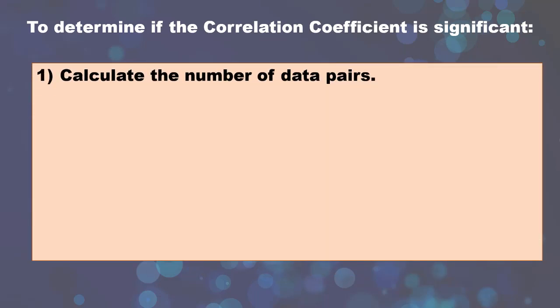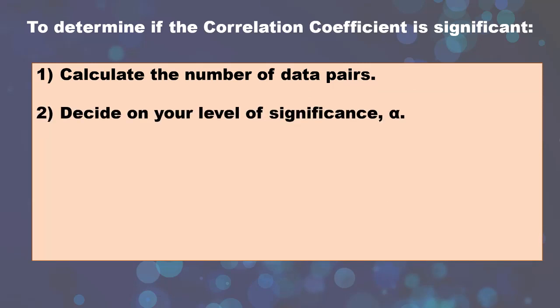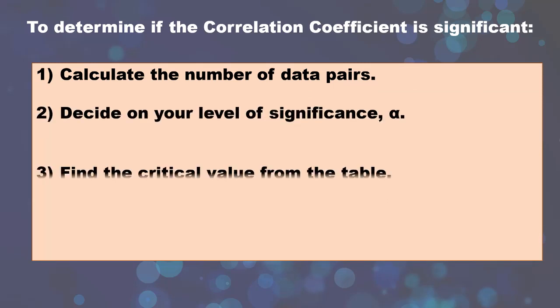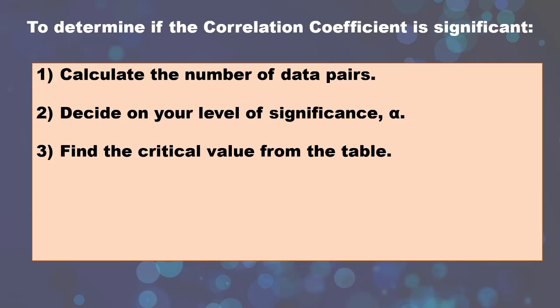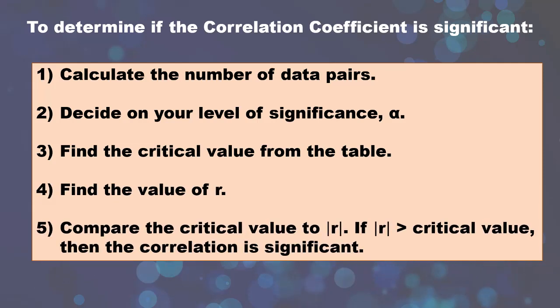So, how do we determine if the correlation coefficient is significant? Well, first we calculate our number of data pairs, decide on your level of significance alpha, find the critical value from a table, and the table is called the table of Pearson correlation coefficients. Find the value of r, and then compare the critical value to the absolute value of r. If the absolute value of r is greater than the critical value, then the correlation is a significant one.